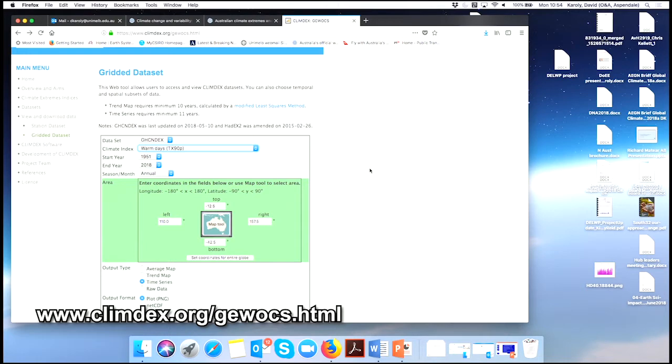So, I have selected a region. You can pick any region. I've selected a region over Australia. You select a region using a tool which allows you to choose any geographical region. I'm doing this for the gridded data, not the station data, but you can do it for the station data as well. I've picked Australia because it makes it easier to compare it to the Bureau stuff.